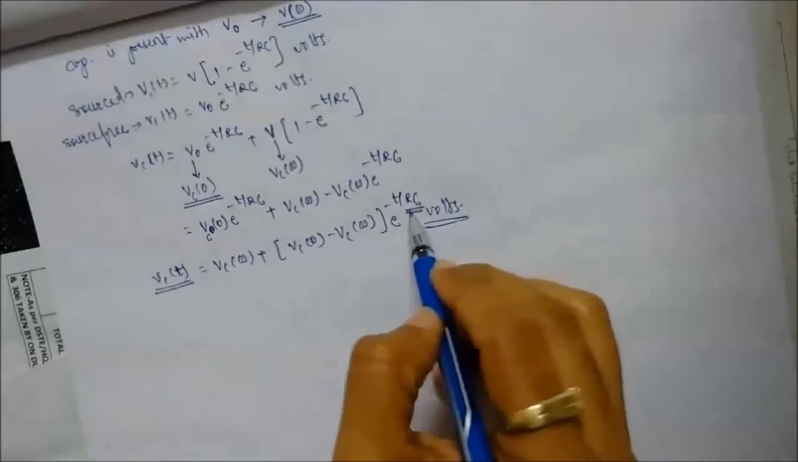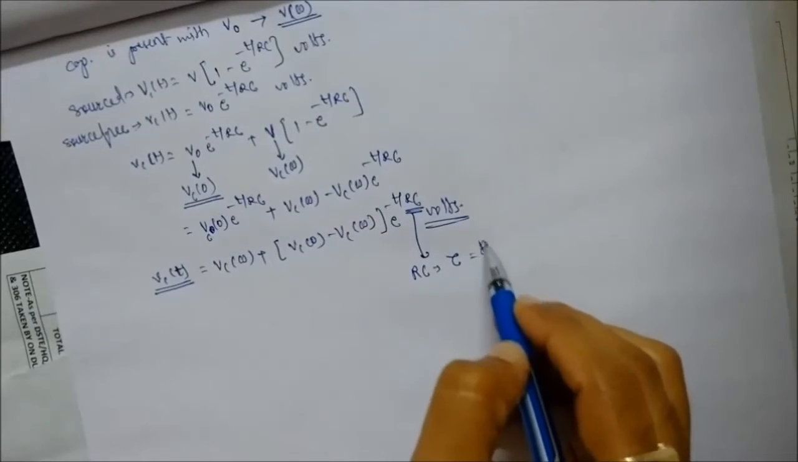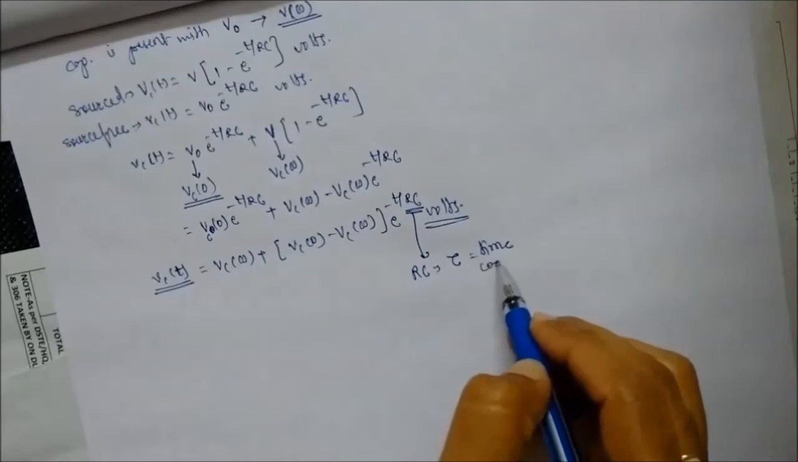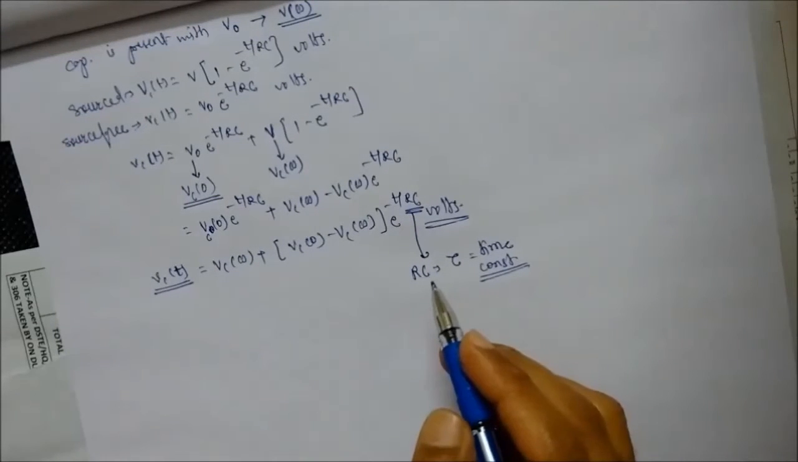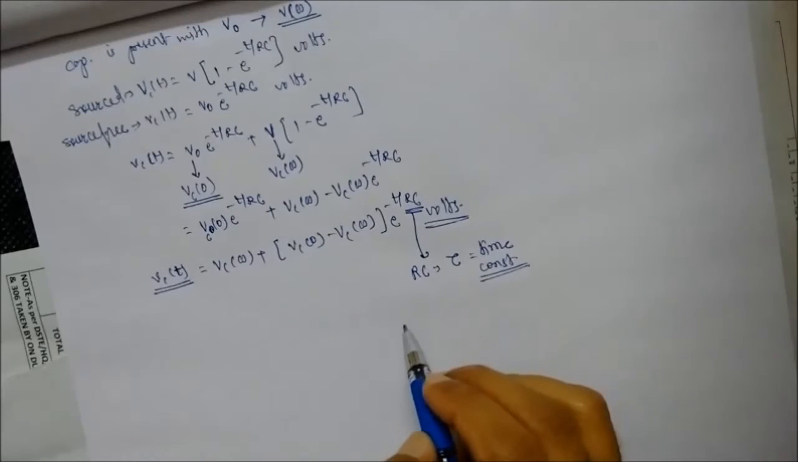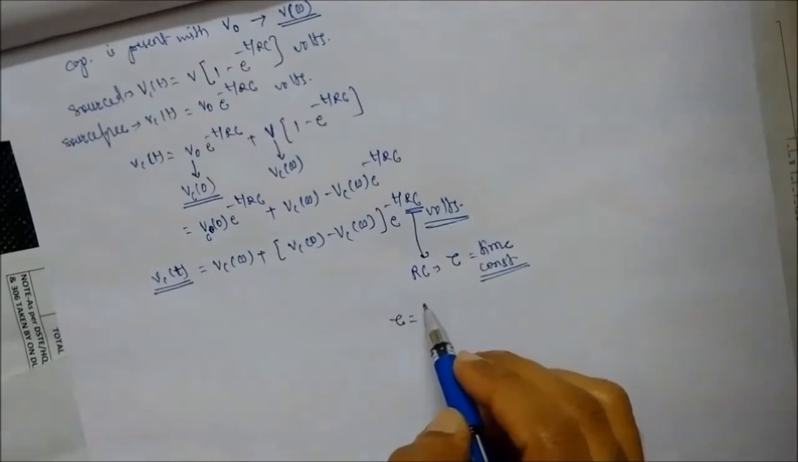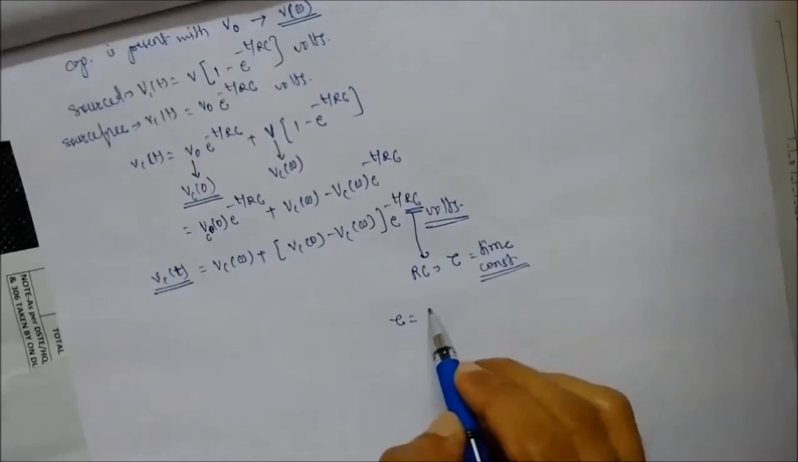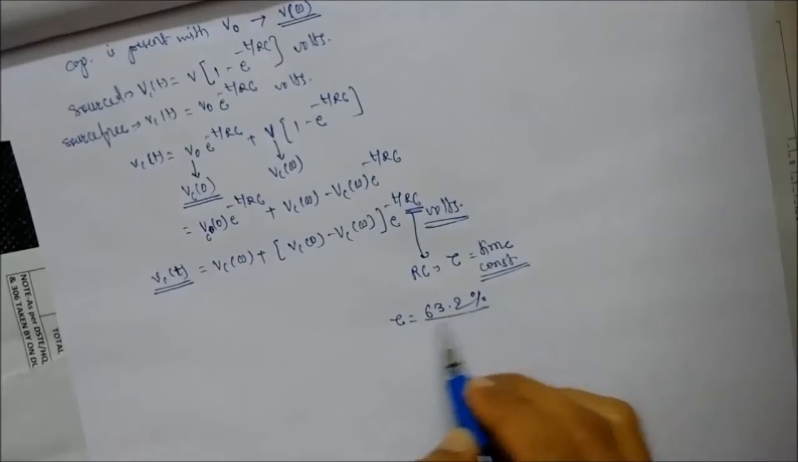Now in this equation, RC is called the time constant. RC is called tau, that is the time constant of the RC circuit. If it is the charging case, then the time constant is defined as the time taken by the voltage response to rise to 63.2% of the maximum value.